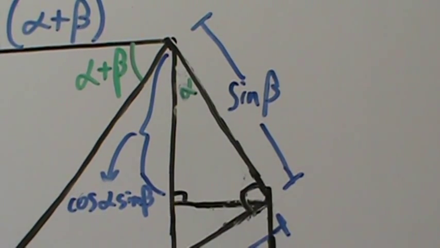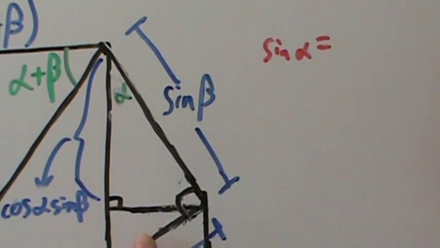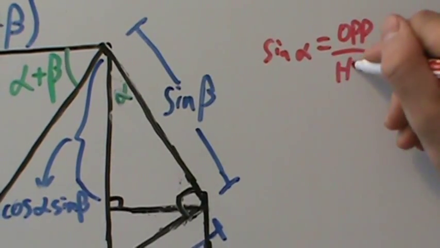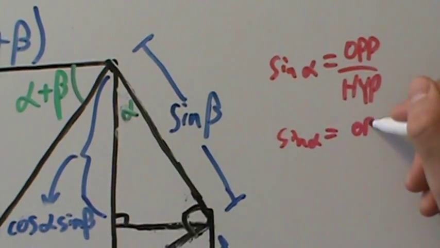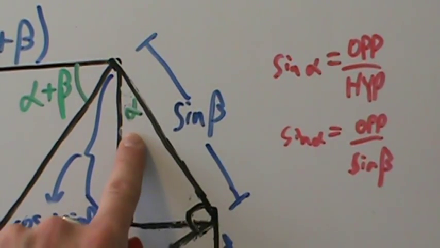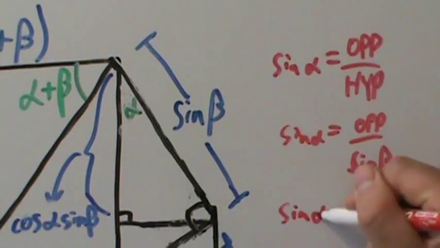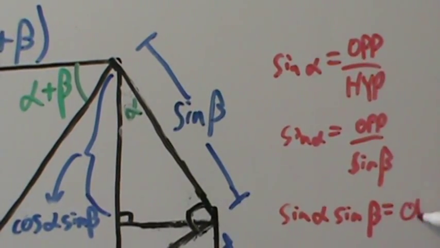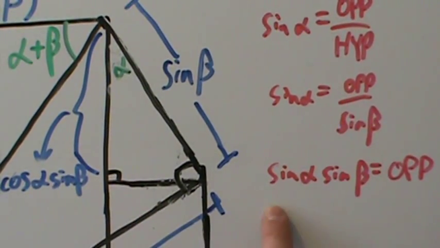Okay. So sine of alpha equals the opposite side over the hypotenuse. And again, the hypotenuse is the sine of beta. So sine of alpha equals the opposite side over the sine of beta. Here in this right triangle, sine of alpha is the opposite side divided by the hypotenuse. We know the hypotenuse is sine of beta. So now if we multiply both sides by the sine of beta, we have sine of alpha sine of beta equals the opposite side. So this opposite side is exactly equal to the sine of alpha times the sine of beta.